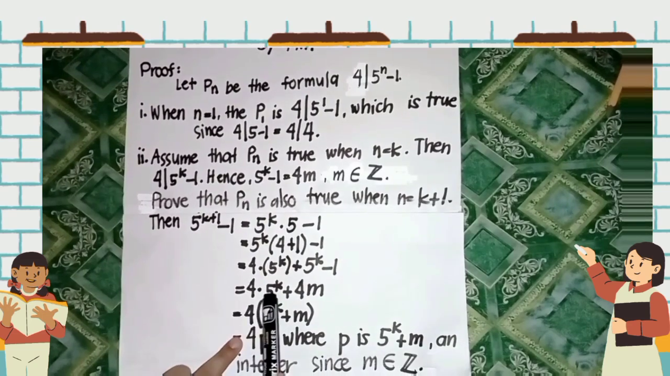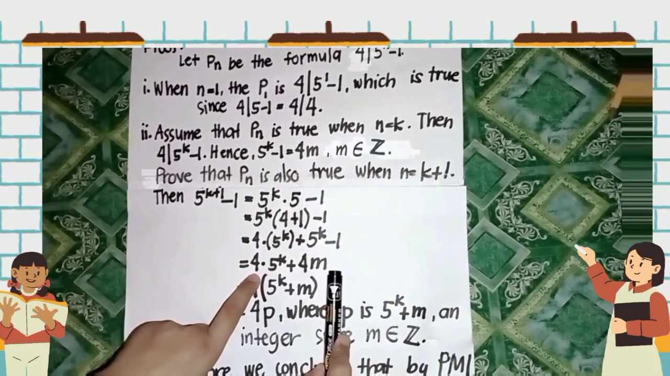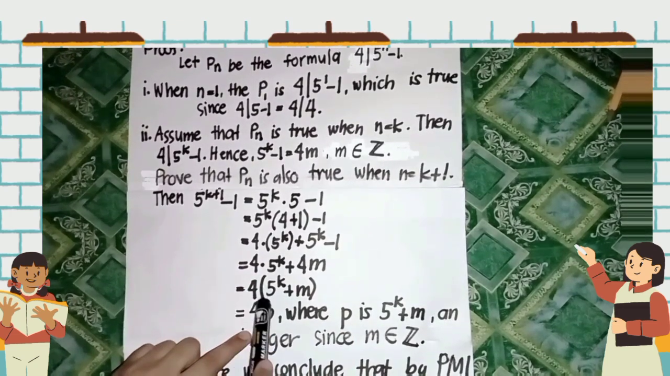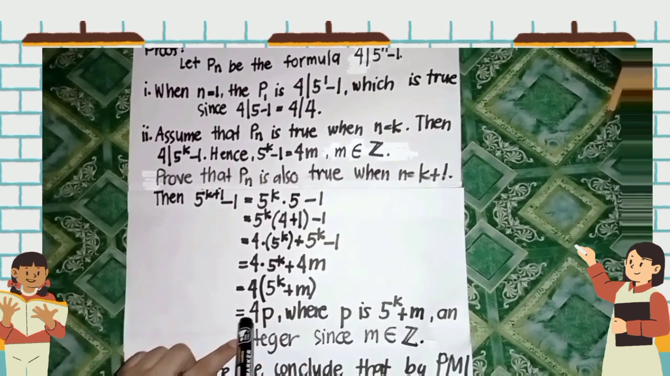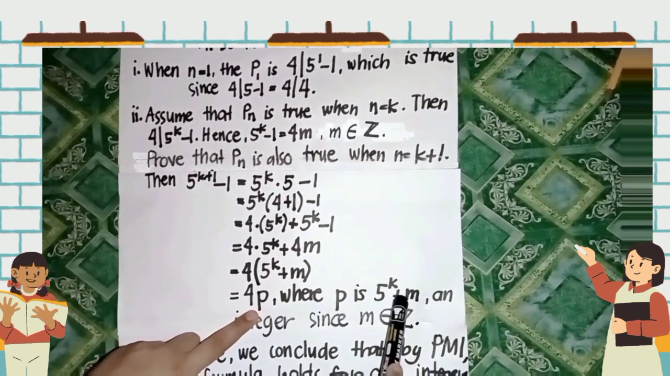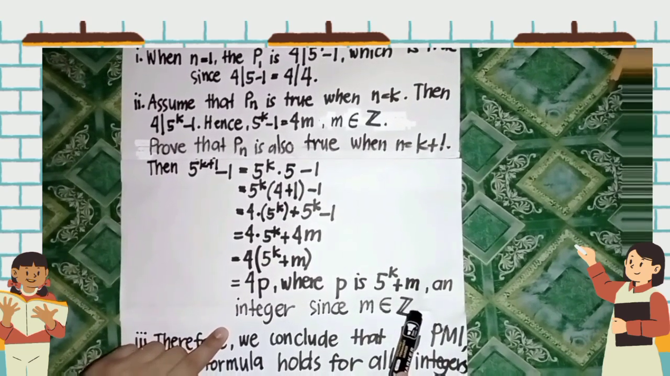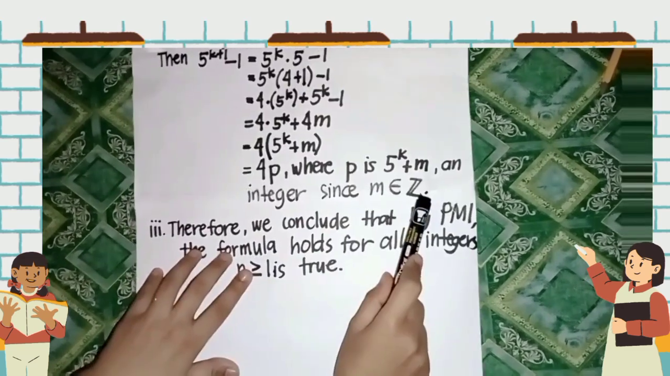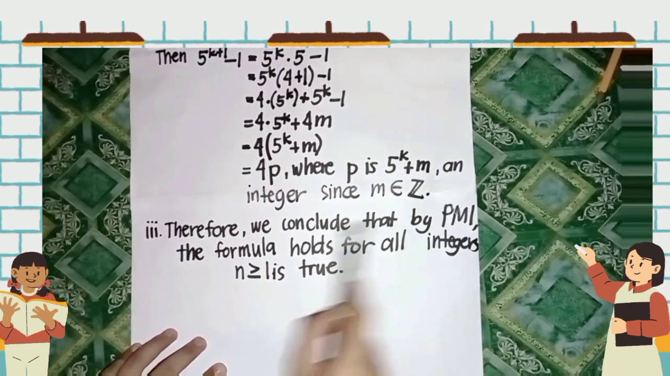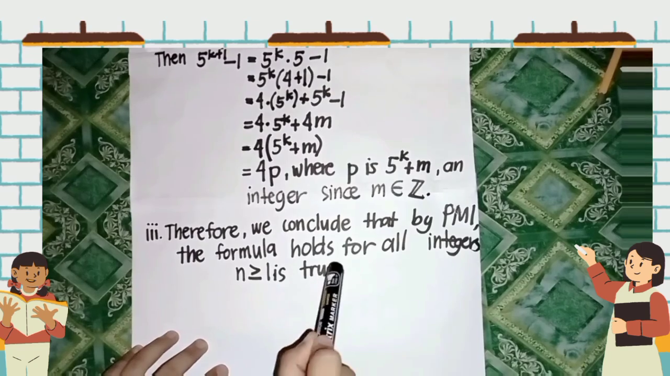So 4 times 5 to the k plus 4m. Now, let us get the common factor, which is 4. So 4 times the parenthesis of 5 to the k plus m. So 4p is just the result, where p is 5 to the k plus m, an integer since m is an element of Z, or the set of all integers. Therefore, we conclude that by the principle of mathematical induction, the formula holds for all integers n greater than or equal to 1.